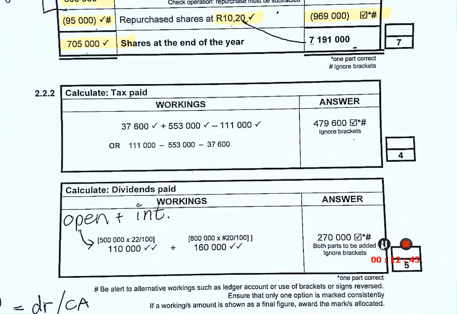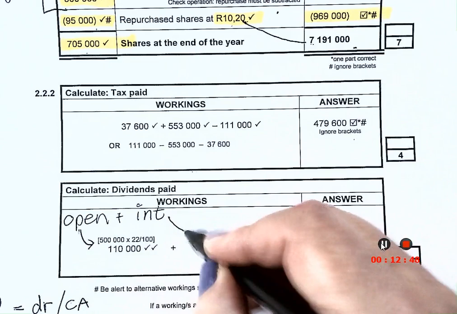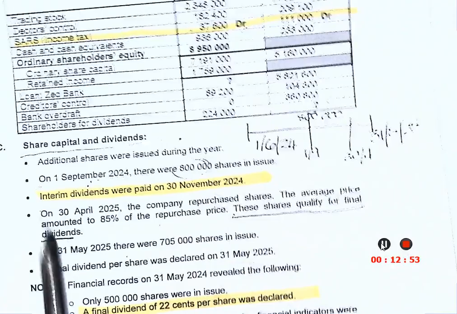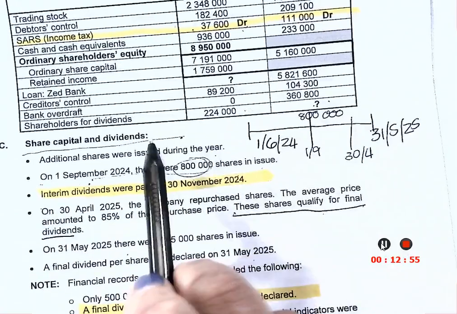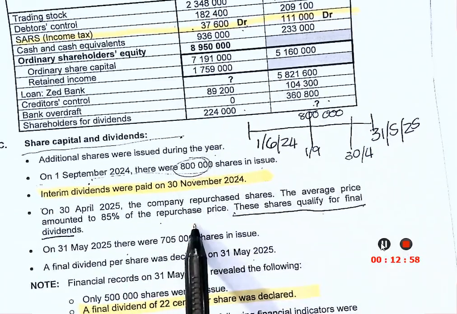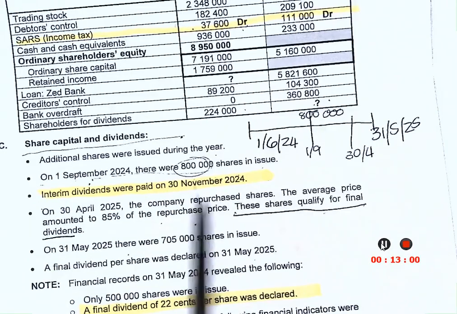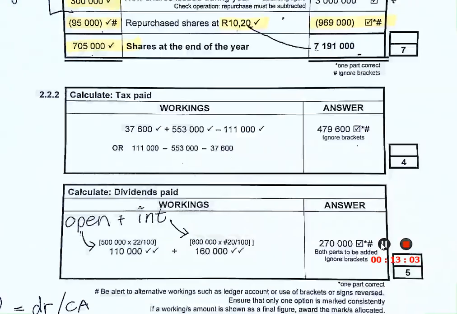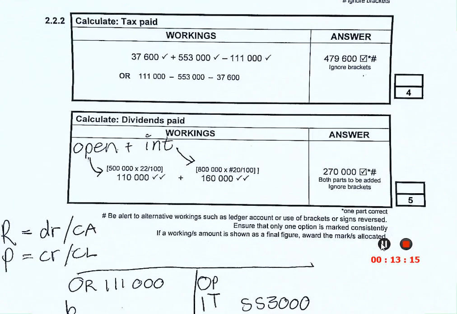Now I want this year's interim. And can you see the interim is declared after the issue, before the repurchase. So it would be on that 800,000. You see? 820 cents. And there we go. Any questions? Yes. Where did you get the 20 cents from? The 20 cents. Okay, so the 20 cents they didn't give me.